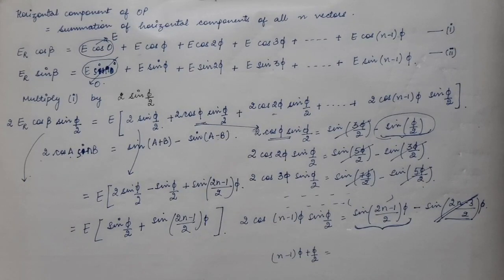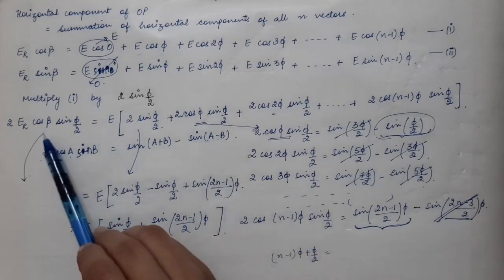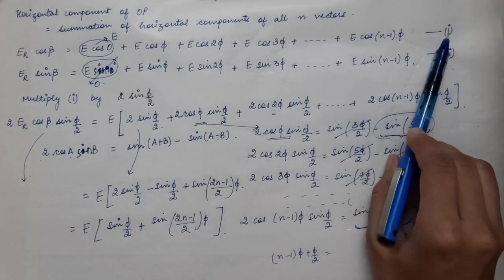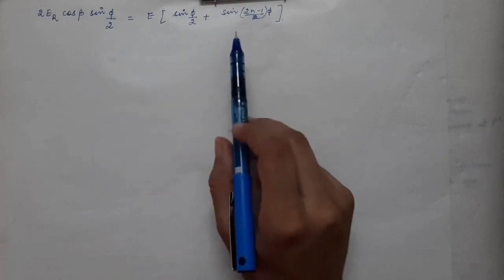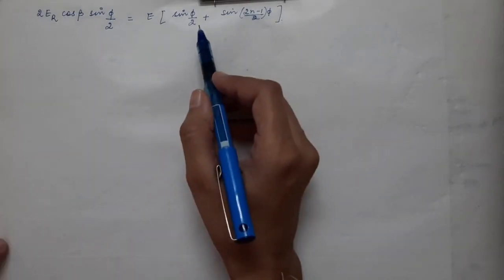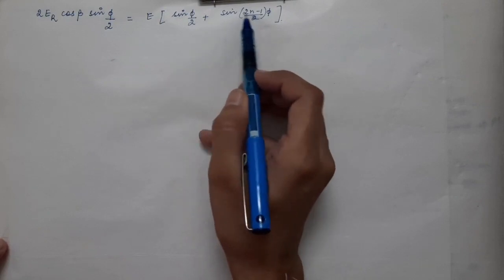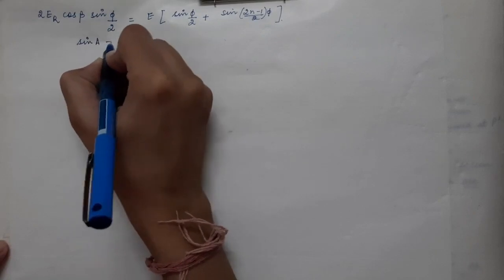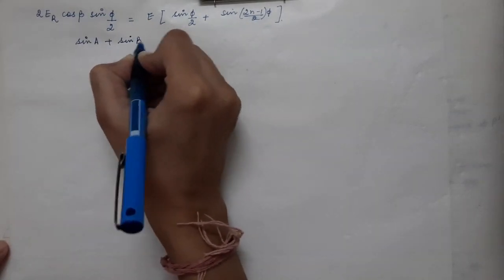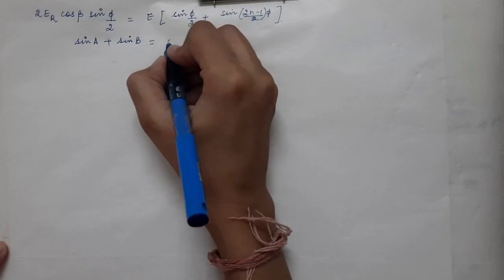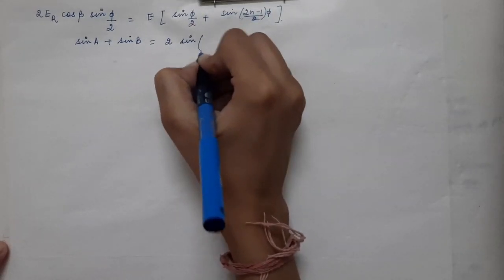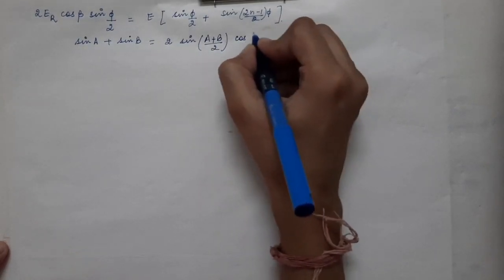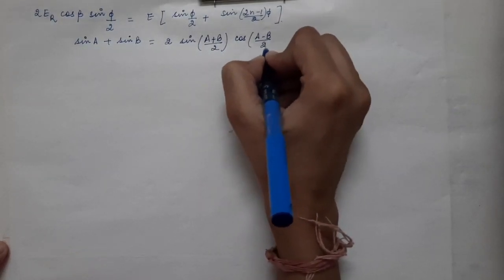So this is the equation that we had got after simplifying the horizontal component, after simplifying this first equation. So this was the equation that we had got on the previous page. So we will use the formula of sine A plus sine B over here. So sine A plus sine B is equal to twice of sine of (a plus b) divided by 2 into cos of (a minus b) divided by 2.